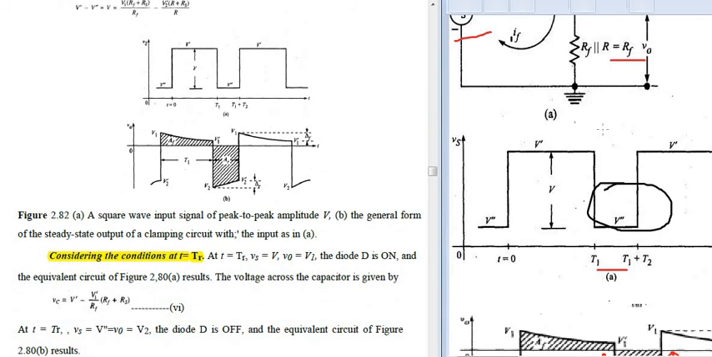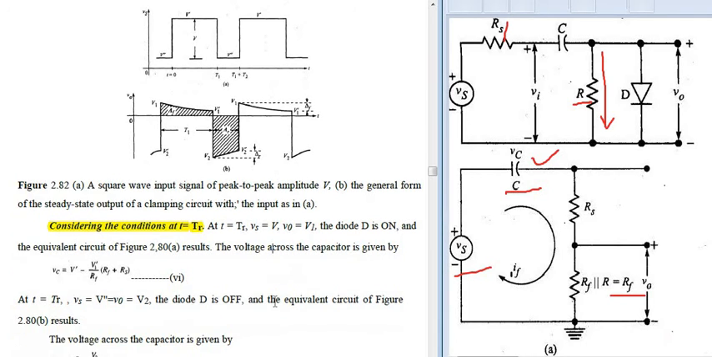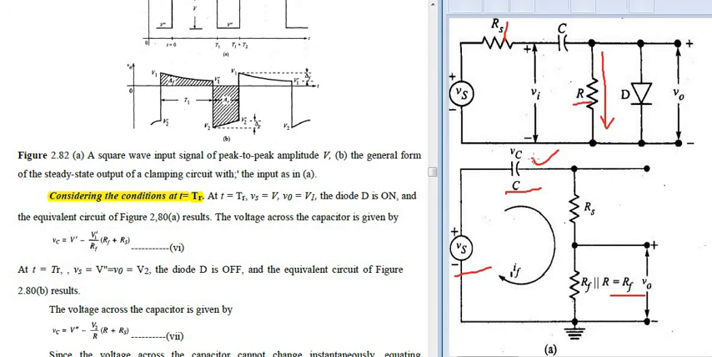So what will be your circuit diagram? If it is on condition, your current will be moving in the forward bias condition, and you will be getting RS as well as the RF into consideration. That means your source resistance as well as your forward bias resistance will also come into consideration. So the very first voltage across that particular capacitor will be V1 dash.